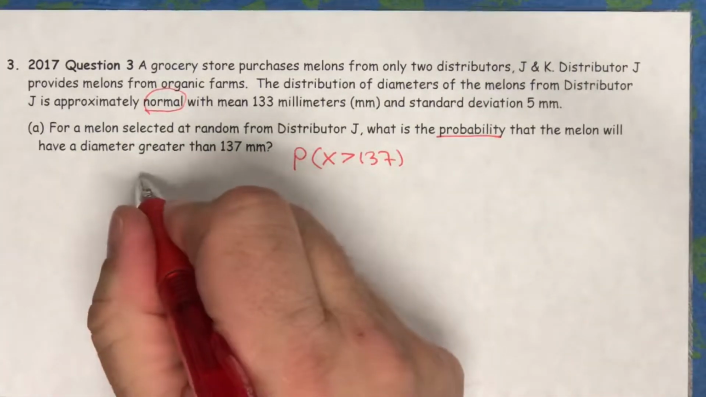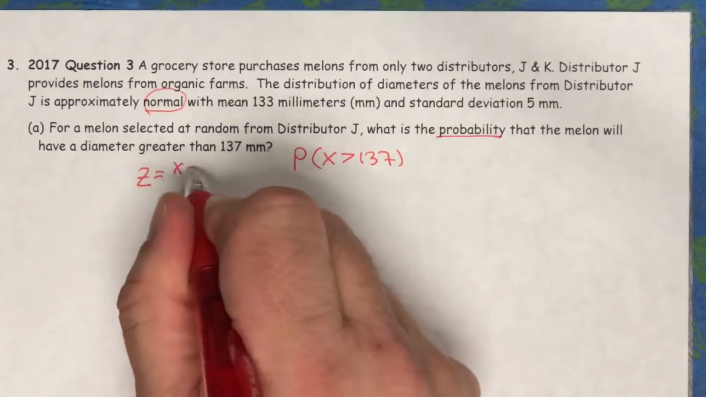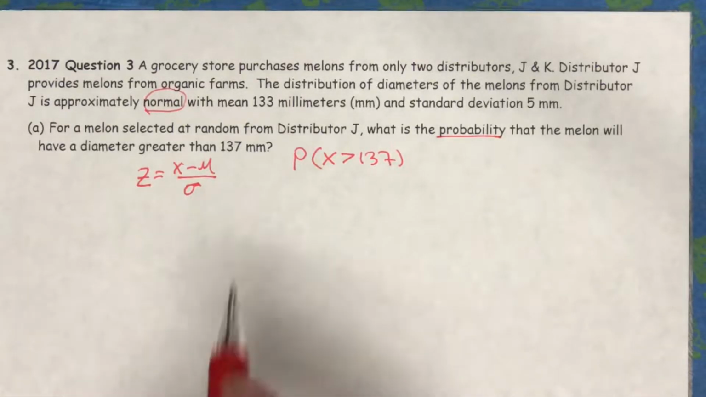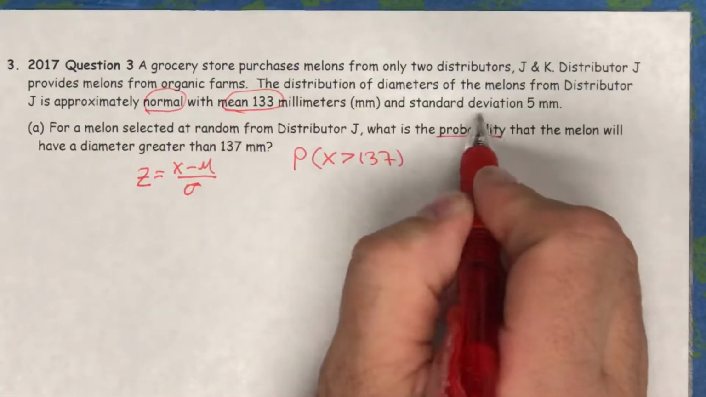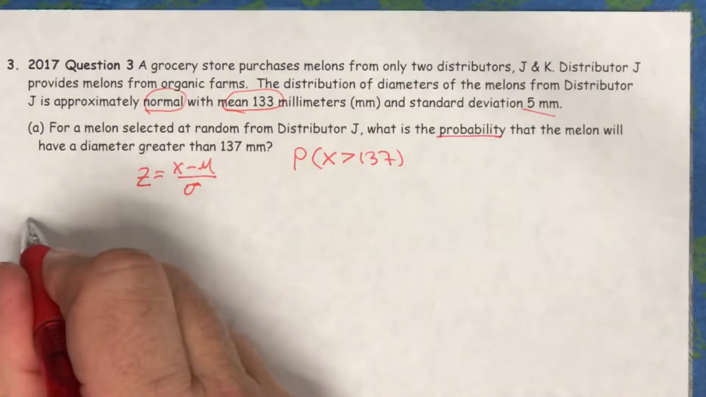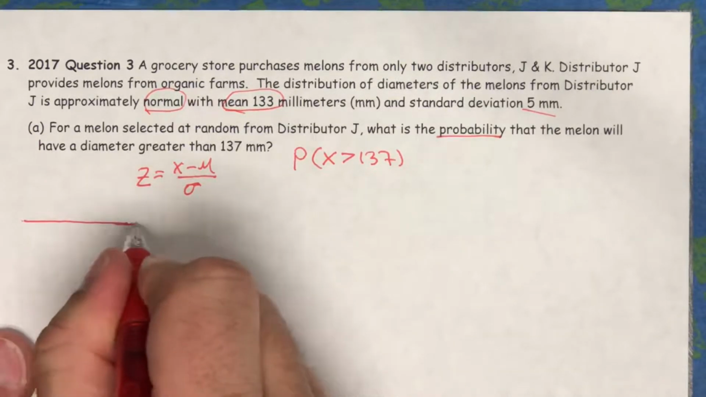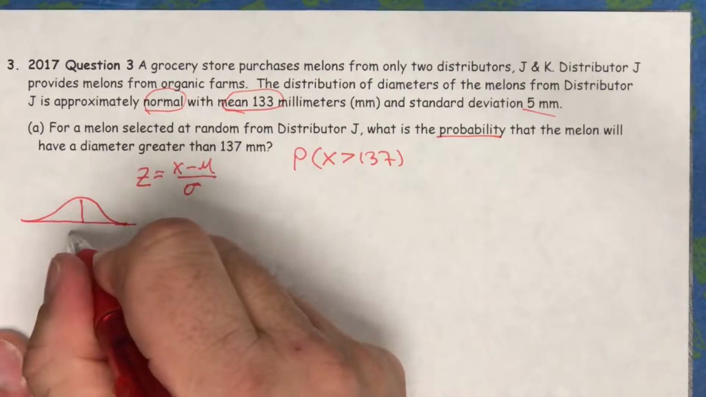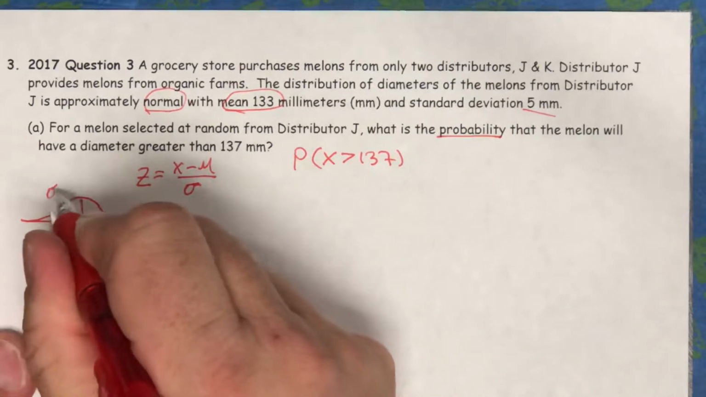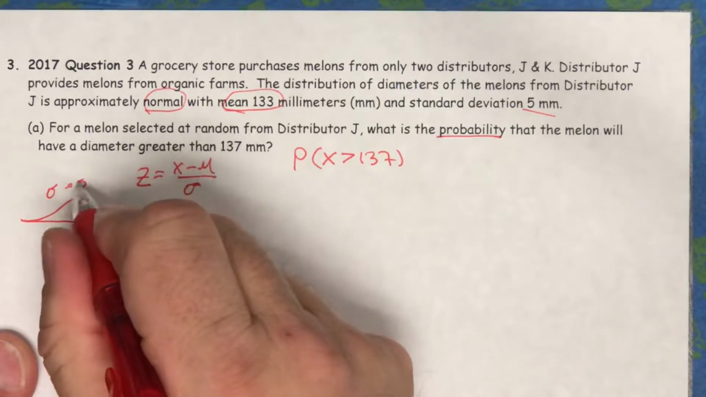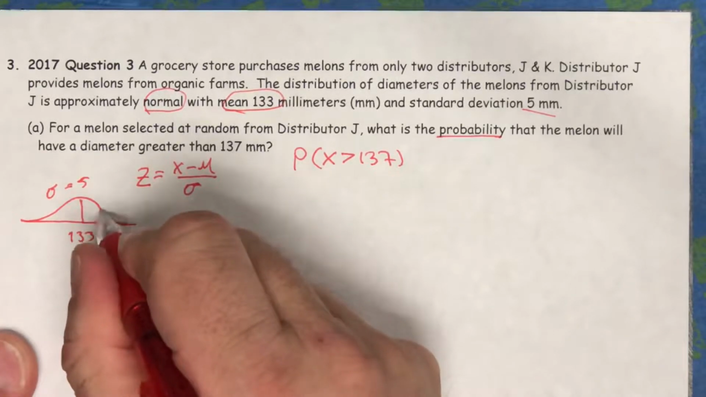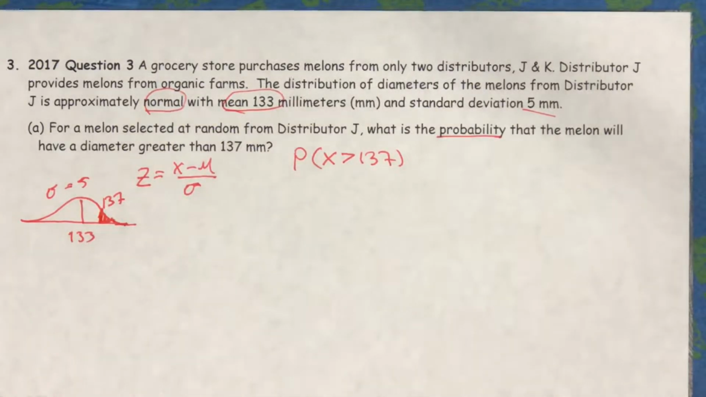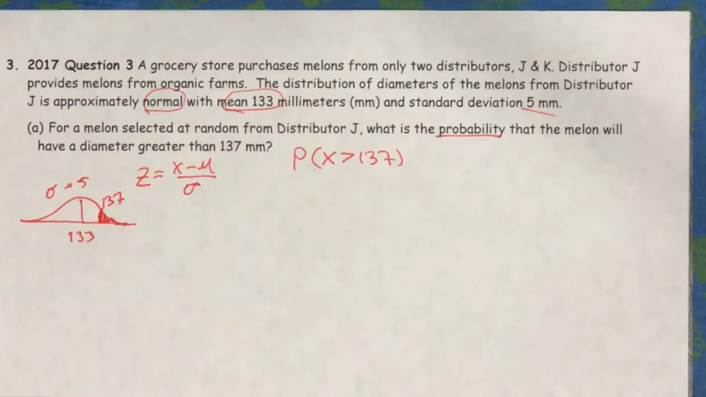As soon as they tell me it's normal, I'm going to write down Z equals X minus mu over sigma and see what other information I have. So I see that the mean is 133 and the standard deviation is 5. So I'm going to go ahead and draw my little diagram. My little diagram says we're centered here at 133. We know we have a spread or standard deviation, in this case of 5, but we want to be greater than 137. So this will be 137, and we're going to shade to the right and go to the positive infinity.